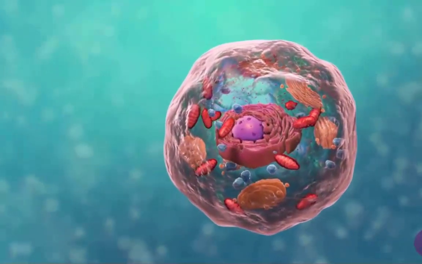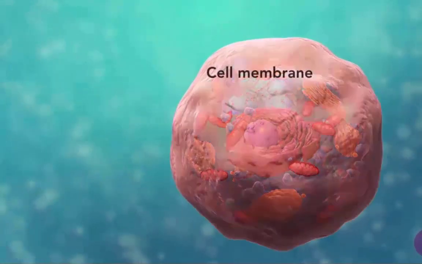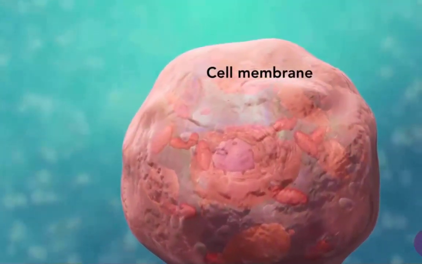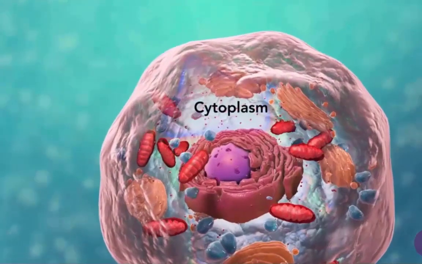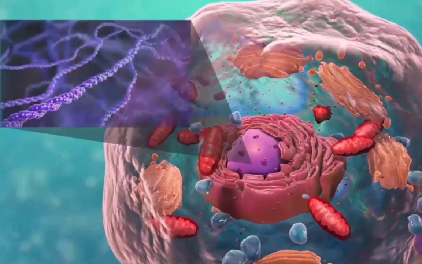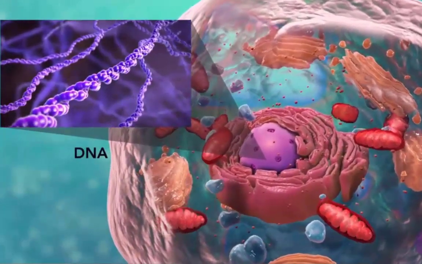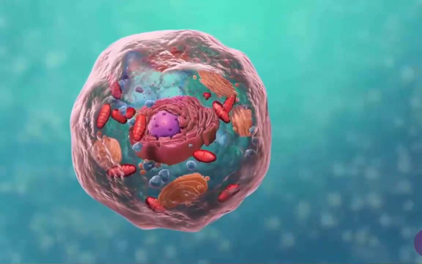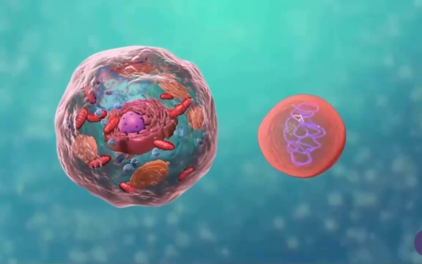A cell has different structures inside, and usually a cell has a lipid membrane outside to segregate its content from the environment. Inside the cell, we call this space the cytoplasm. And if you look at the cell structure, there are many different kinds of small organelles inside. And in the center, there is the DNA-containing nucleus. And DNA is the genetic material.